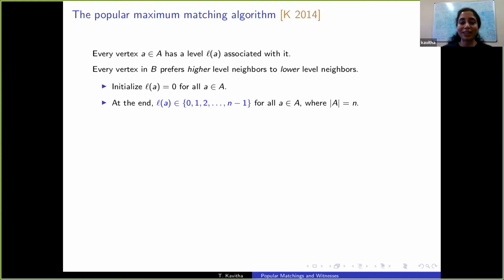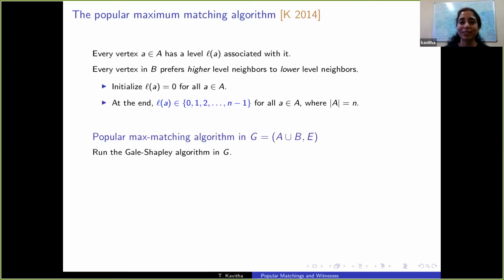In fact, the algorithm that we saw for popular assignments borrows some ideas from this one. So we initialize the level of all vertices in A to 0. And at the end, L of A is in the set 0, 1, 2 till n minus 1. Sorry, I'm saying objects somehow by just some habit from the previous algorithm. There are no objects here. Both sides have preferences.